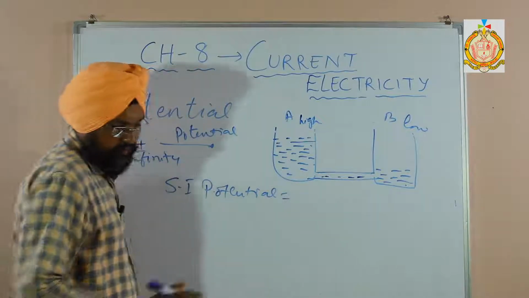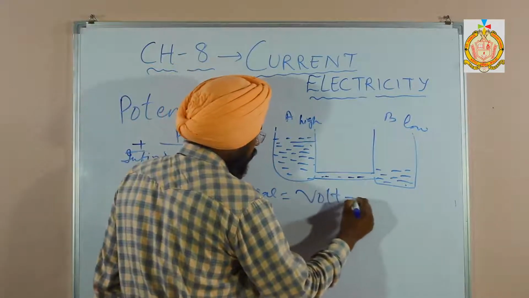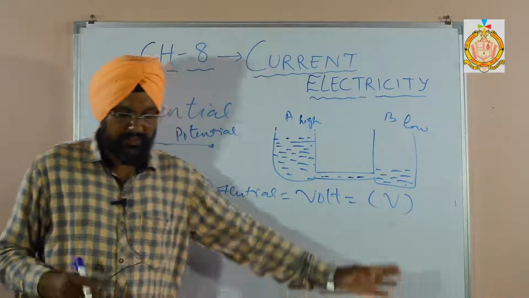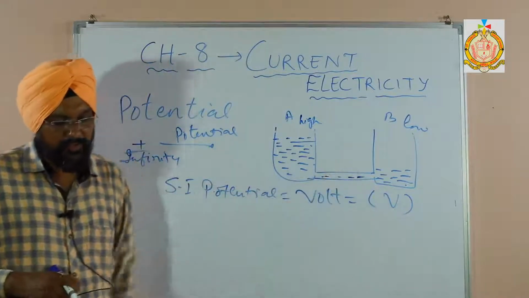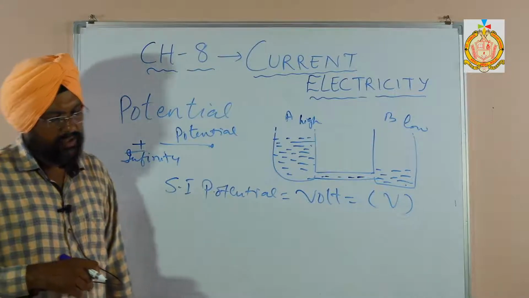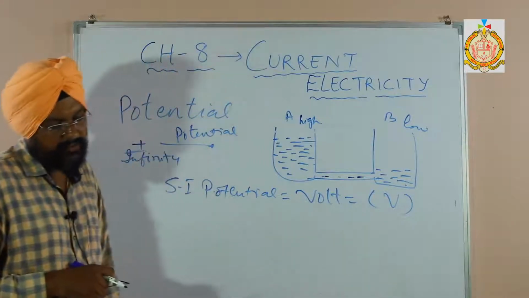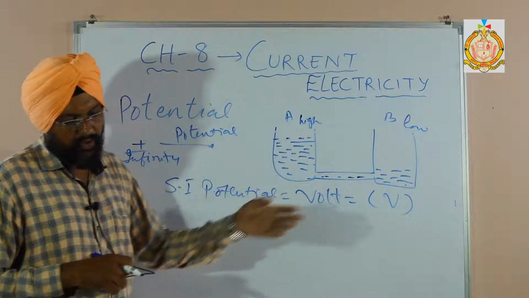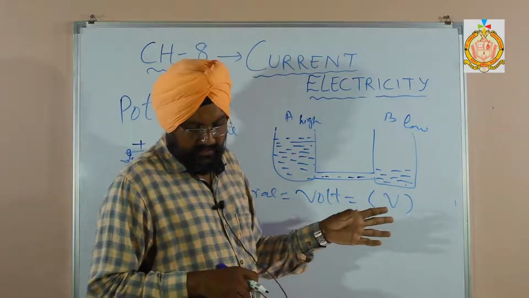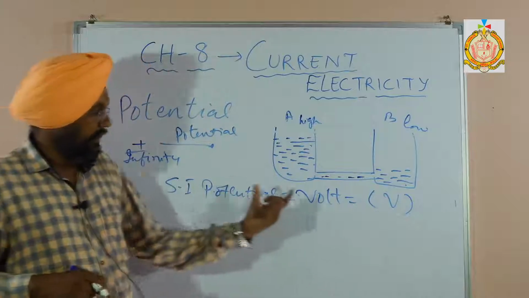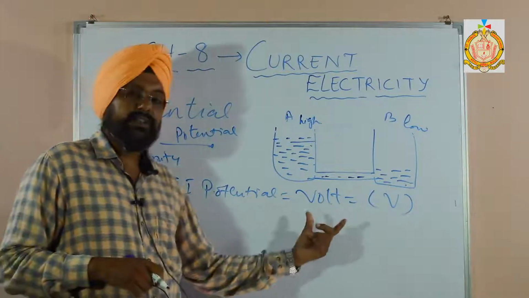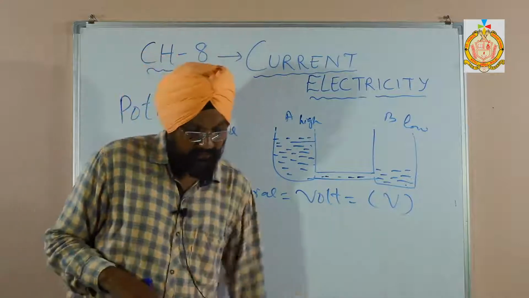It is the volt, which we can symbolize as V only. The SI unit of work is joule, that of charge is coulomb, and the potential is joule per coulomb, which has been given the name of the volt in honor of the scientist Alessandro Volta. Alessandro Volta gave the name to the SI unit of potential, which is signed by the volt.